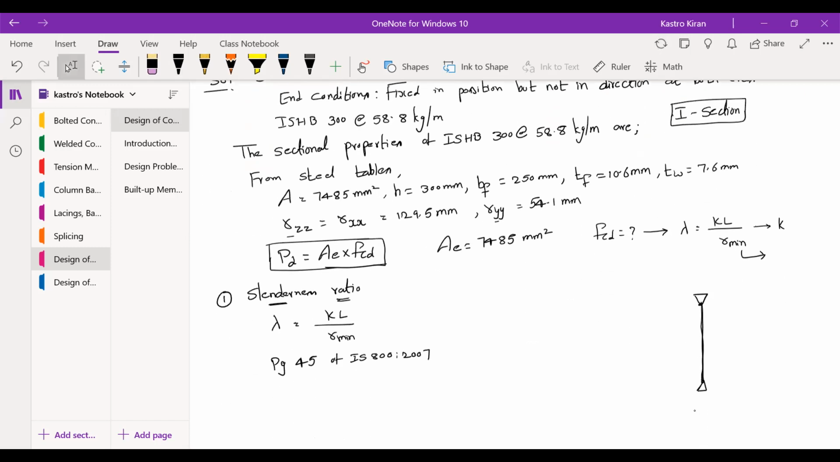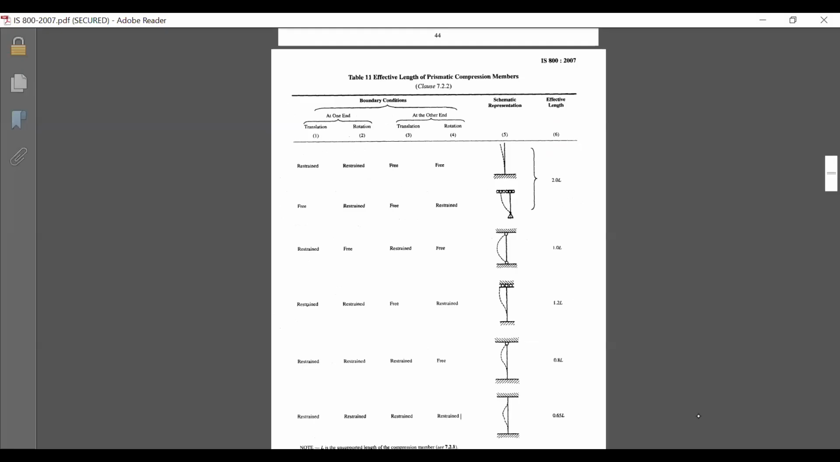Now let's look at the table of IS 800-2007 and understand which property suits here. The first one is talking about one end fixed and the other end free. The second one is one end hinged and the other end roller. The third one is both ends hinged. The fourth one is one end fixed and the other end roller. Similarly, the fifth one is one end fixed and the other end hinged. And the last one is both ends fixed.